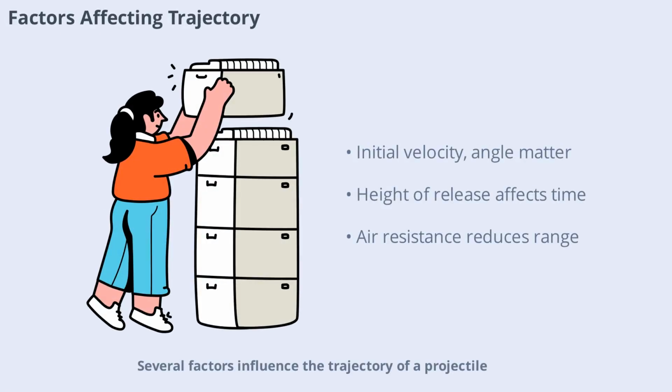Several factors influence the trajectory of a projectile, including initial velocity, launch angle, height of release, and air resistance. The initial speed and angle determine how far and high the projectile will travel. The height from which it is launched can extend its flight time, while air resistance can slow it down and shorten its range. By adjusting these factors, athletes and engineers can optimize performance and accuracy in various applications.